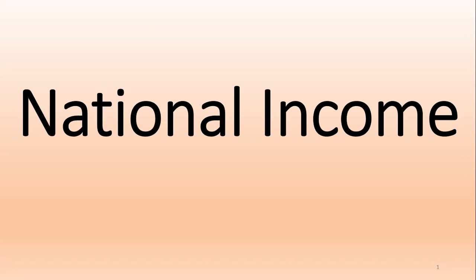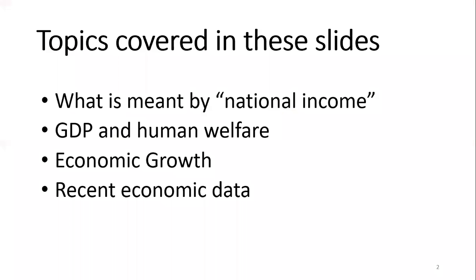Hi there, my name's John, and in these slides we're going to look at national income. We're going to look at what's meant by national income. We're going to see it's measured by a statistic called GDP. We're going to look at how GDP correlates and measures against human welfare and human well-being. We'll look at what it means for the economy to grow in relation to national income. Then we'll look at some recent data from the UK and Scottish economies.